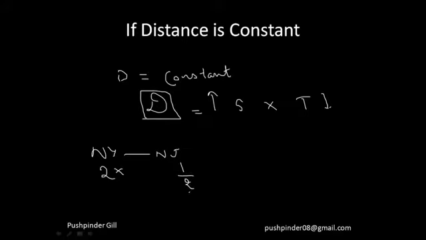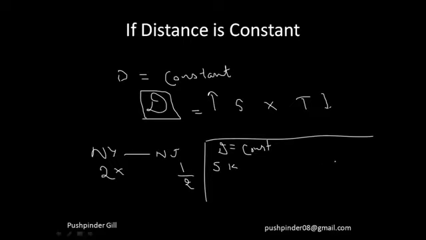It's as simple as that. If you travel at double speed, you'll take half the time. So what do you conclude from that? You conclude that if distance is constant, that means if you multiply your speed by k, your time will get multiplied by 1 by k. Just like you multiplied your speed by a factor of 2, your time got multiplied by a factor of 1 by 2. Similarly, if you multiply your time by n, your speed will get multiplied by 1 by n, right? It's the other way around as well.